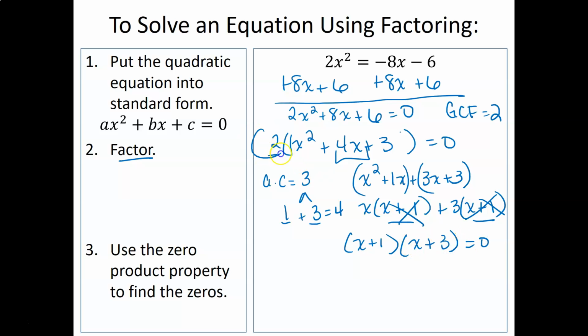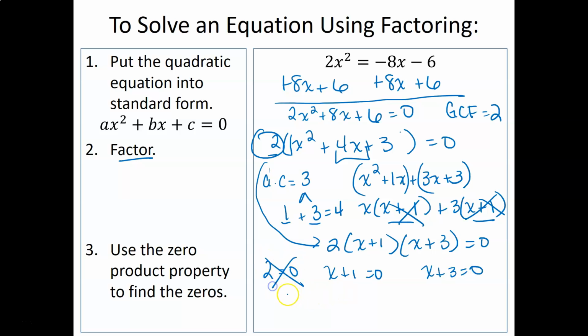Don't forget, we had our other common factor, which is a 2. We just need to bring that down here at the end. So now I have 3 factors. Remember, I'm going to use that zero product property to find the zeros. So I'm going to make 2 equal to 0. I'm going to make x plus 1 equal to 0. And I'm going to make x plus 3 equal to 0.